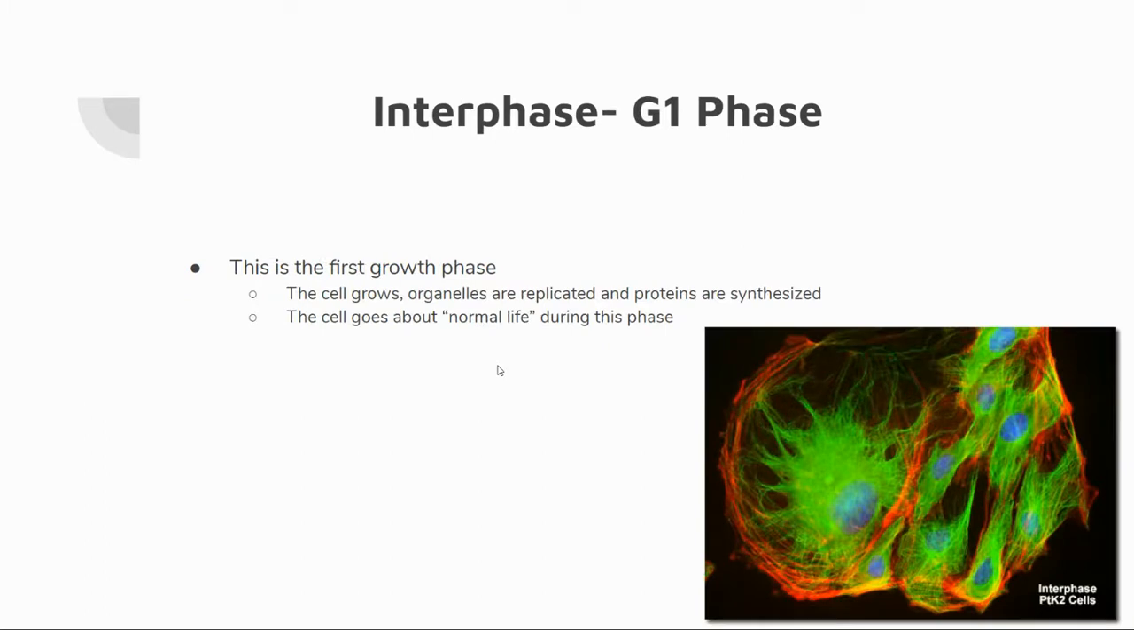So the G1 phase, and this is the first growth phase. So in the G1 phase, the cell is coming out of cytokinesis. Okay, so you have a brand new life cycle that is occurring. We've completed the M phase, and we have completed cytokinesis, and so now you have a new daughter cell. So this is when the cell will grow, organelles are replicated, and proteins are synthesized. During the G1 phase, the cell is going to go about its normal life, functioning of what it's made to do and doing what it's supposed to do.